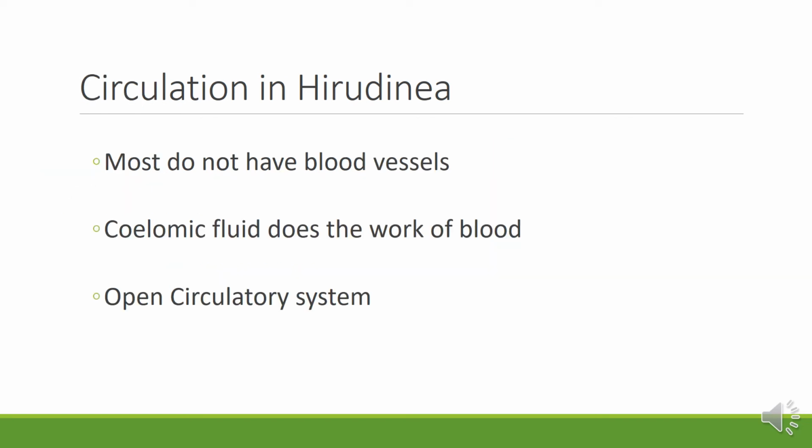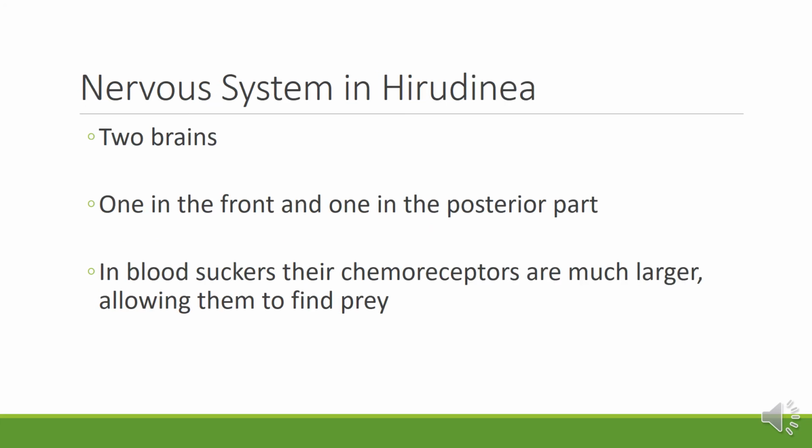Circulation. Most do not have blood vessels. Instead, the coelom is just filled with a whole bunch of fluid, and that fluid is what passes things around. This is why they're able to live for so long. Most of them is just a coelom, so they can store blood in their entire body cavity. They have an open circulatory system, not a lot of blood vessels.